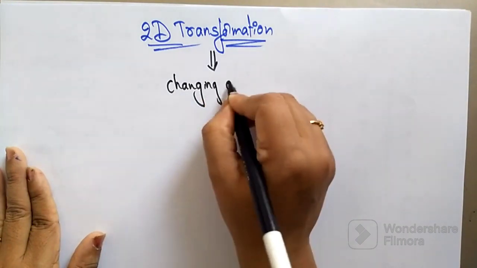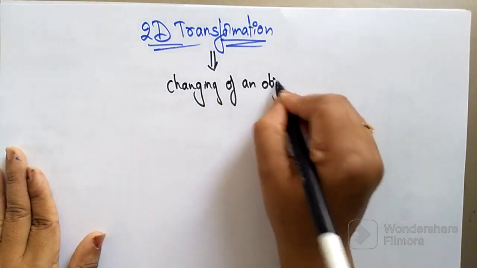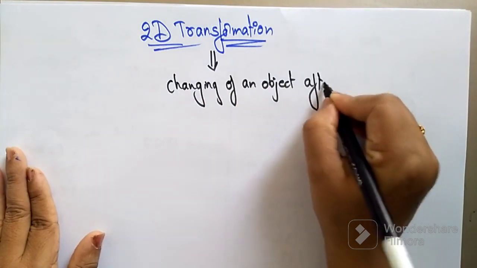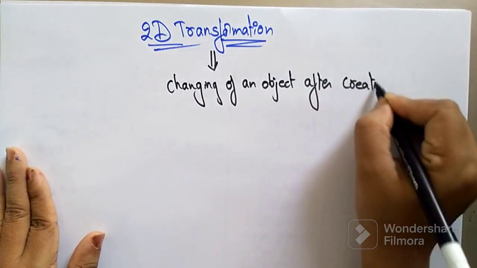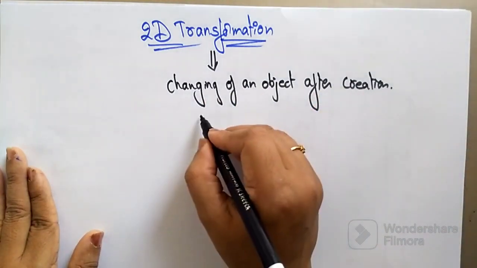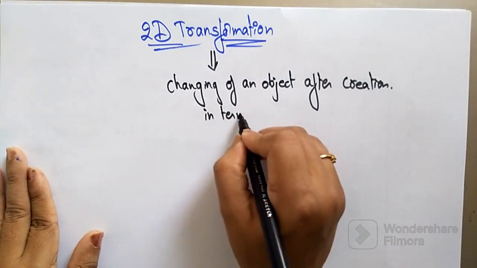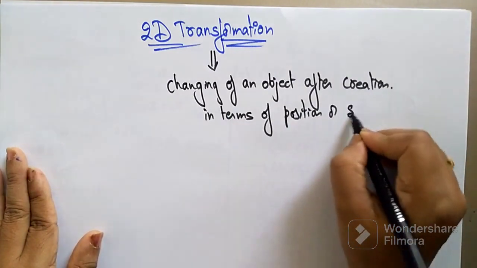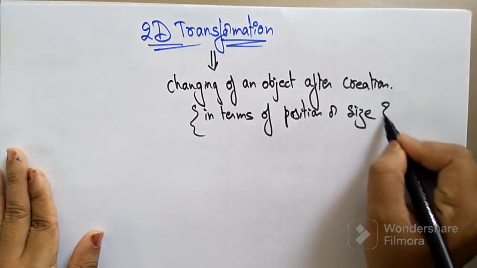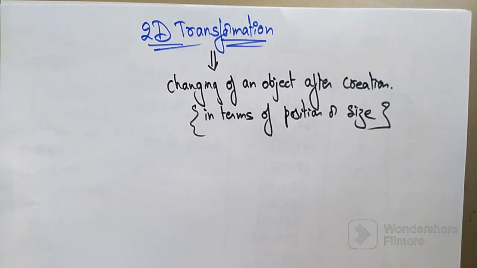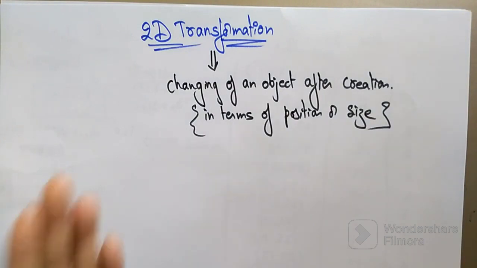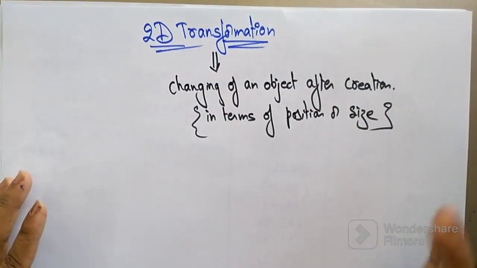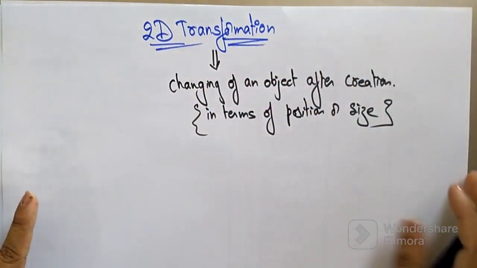Changing of an object after creation, in terms of position or even the size. That you call a transformation. So the changing after object creation, it may be required to change the object in position or in terms of the size. That changing you call a transformation.